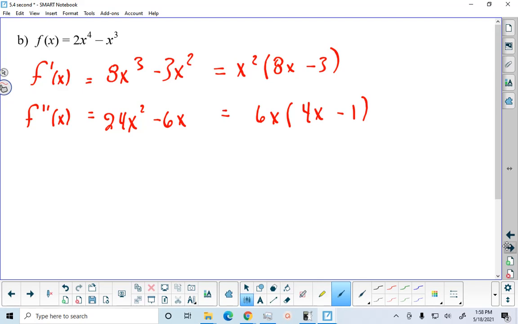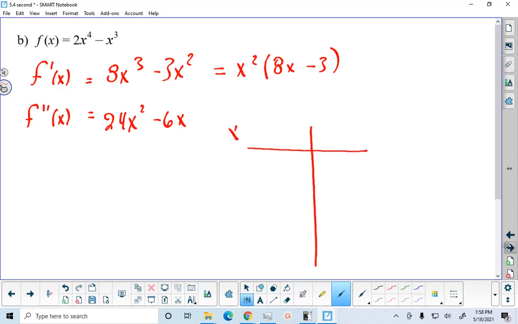You know what? I don't think we need to factor the second derivative. Let me explain the reasoning why we don't. What we are doing is factoring the first derivative so we can identify the critical values of the first derivative.